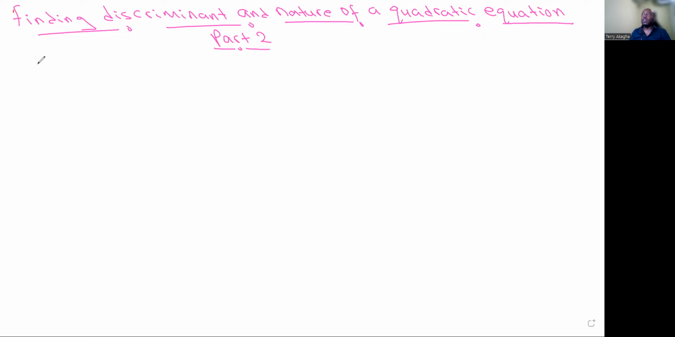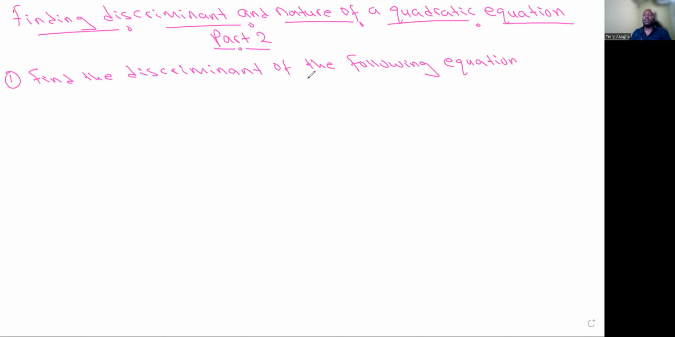So let's just get straight into it now. The question I have here says you should find the discriminant. So this question just wants you to find the discriminant of the following equation: 3x squared minus 5x minus 7 is equal to 0.